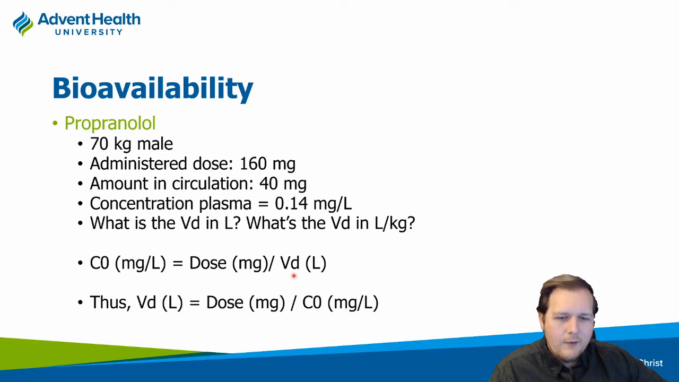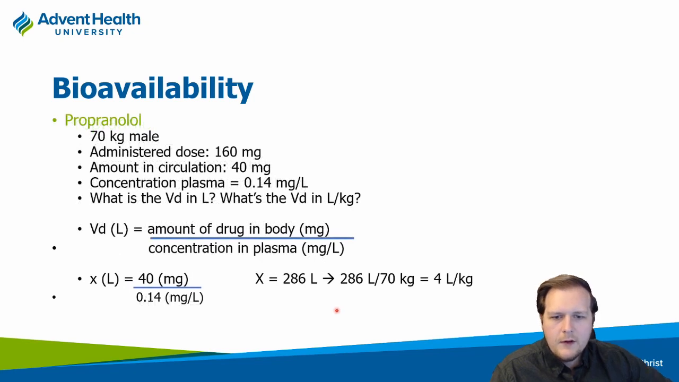And again, for the most part, if you can do simple algebra, you can do most of the math in medicine. So if I rearrange this, I can say that VD in liters is equal to my dose over my C0. Okay, well, going ahead and putting that in, I can see that 40 milligrams, which is my dose, over my C0, which is 0.14, I end up getting X equals 286 liters, okay? That's a volume of distribution.